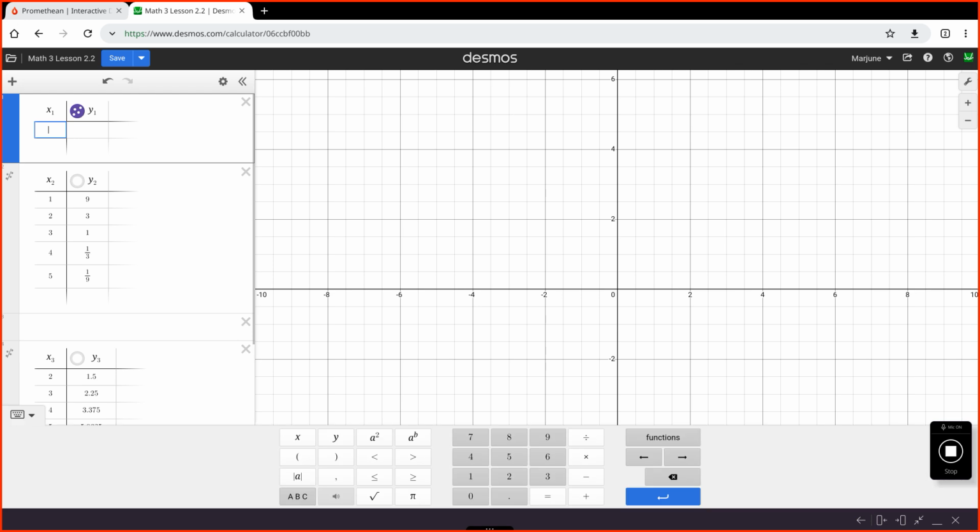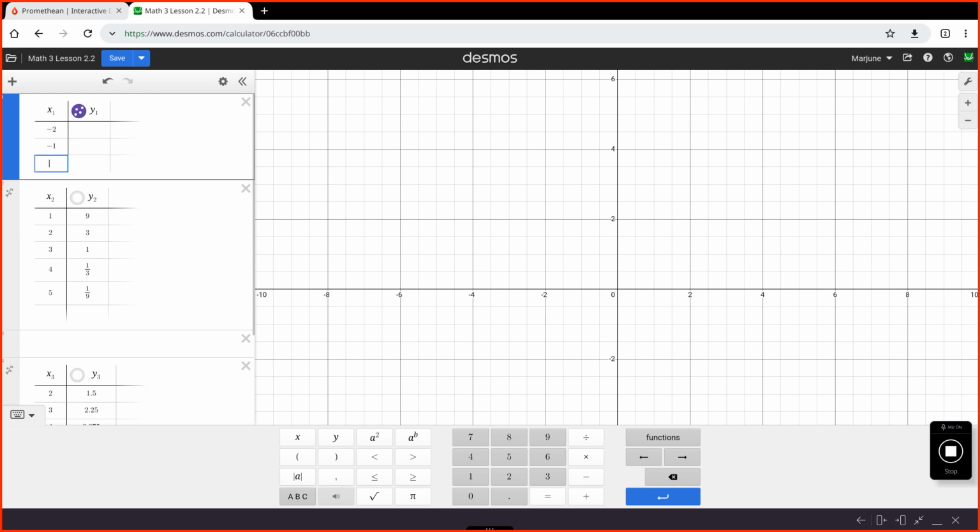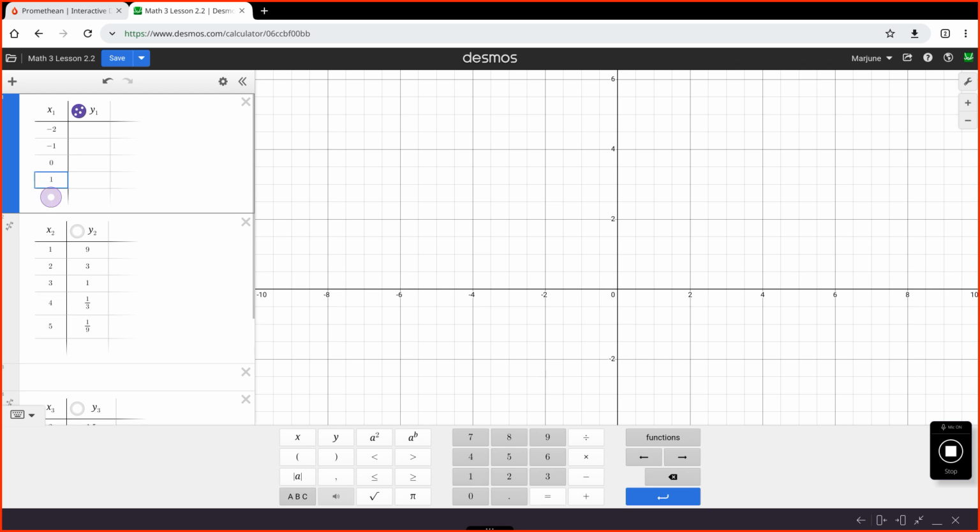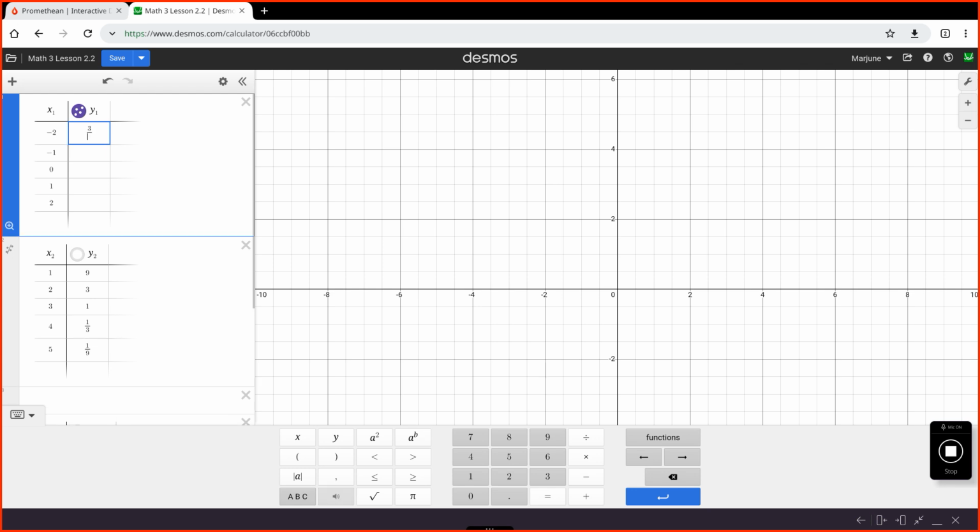-2, -1, 0, 1, 2. Okay. And then what are the y values for the second column? 3/4. Oh, okay, it's a fraction. So 3/4 and 3/2, 3, 6, and 12. Okay, so we have this.